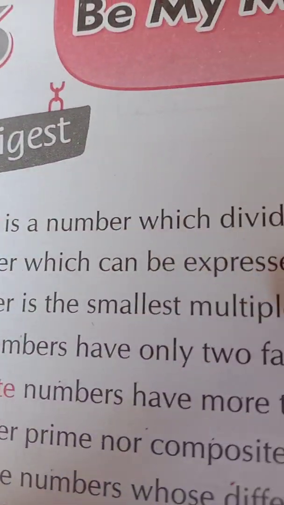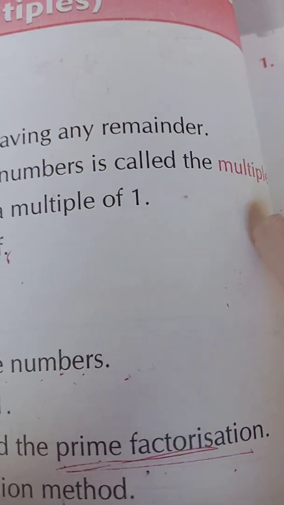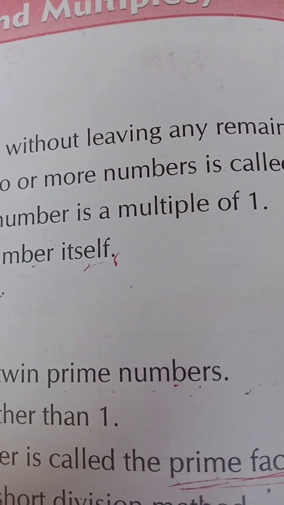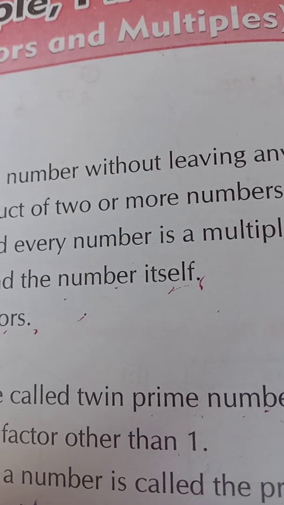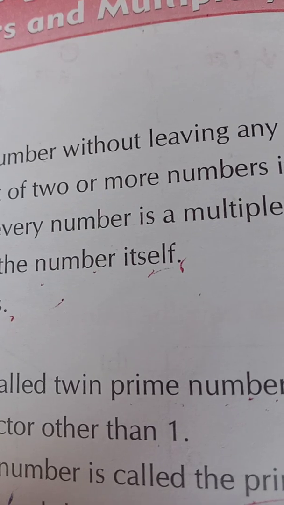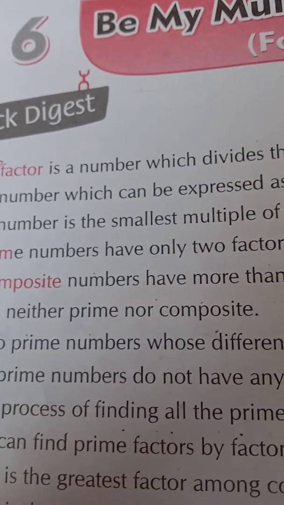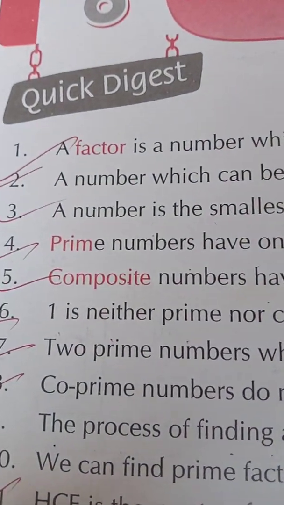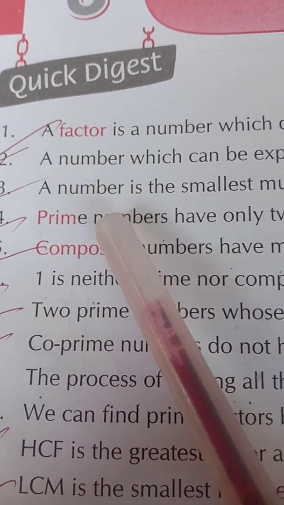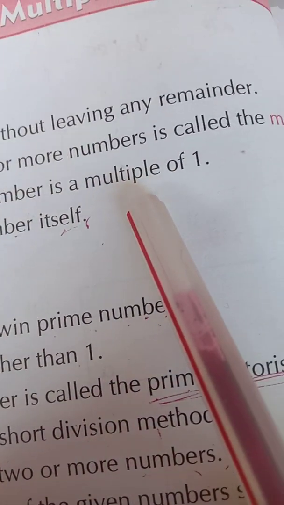A number which can be expressed as a product of two or more numbers is called a multiple. So if any number is multiplied by 1, 2, 3, 4, 5, 6 and so on, whatever new numbers come, we call these numbers the multiples of the given number. So multiples are the product of the given digit multiplied by 1, 2, 3, 4 and the rest. Now, a number is the smallest multiple of itself and every number is a multiple of 1.